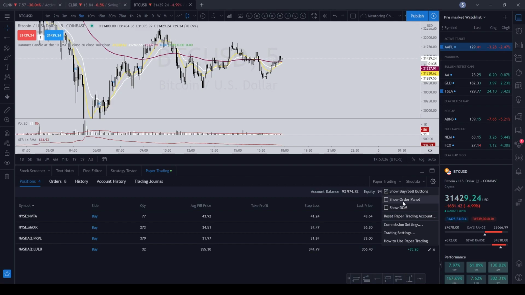Then you've got your show order panel, so that you can select it here, or you can go over to the right-hand side, and down on this section right here, you're going to see an up and a down arrow.